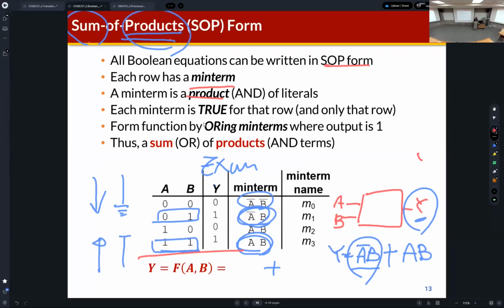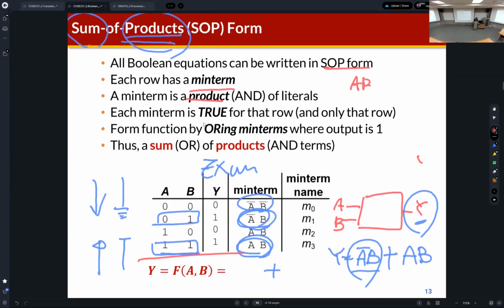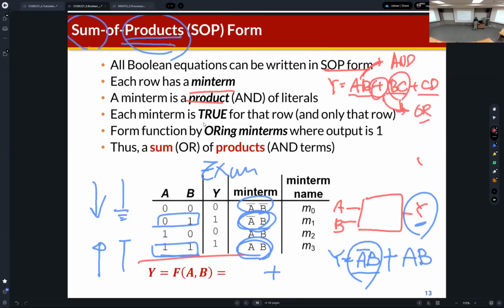So sum of products is something like this: AB plus BC plus CD, Y, O. So we can find products here. Also, we can find sum here. So what you need to know is that these are not real multiplication. These are not real addition, right? Because this means AND and this means OR, right?